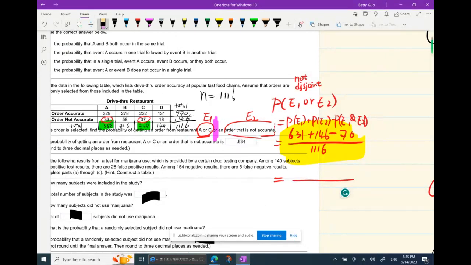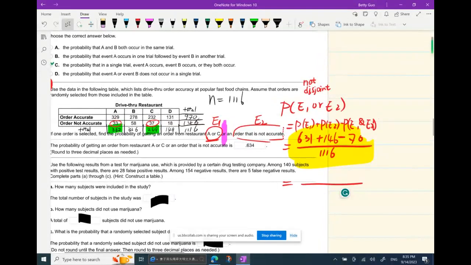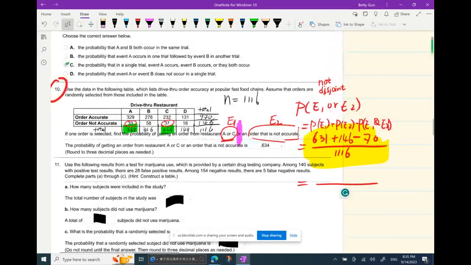Did I count anything wrong? 0.63. Oh, 4. Okay, rounded up. Oh, now I remember, you must read this sentence: round to 3 decimal places. So on your calculator, you get 0.63351254448.